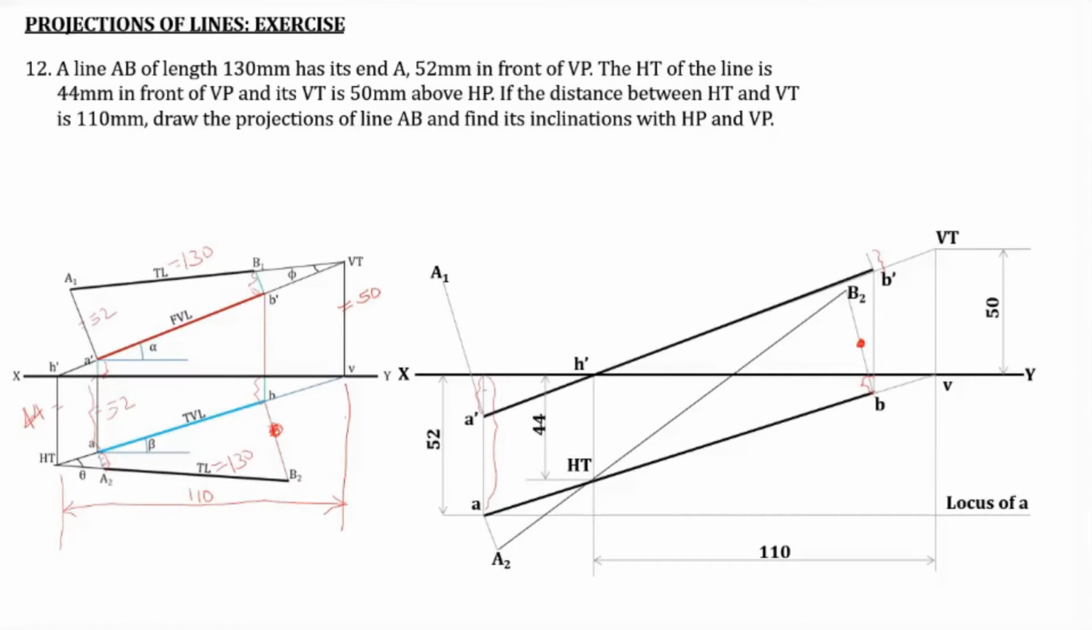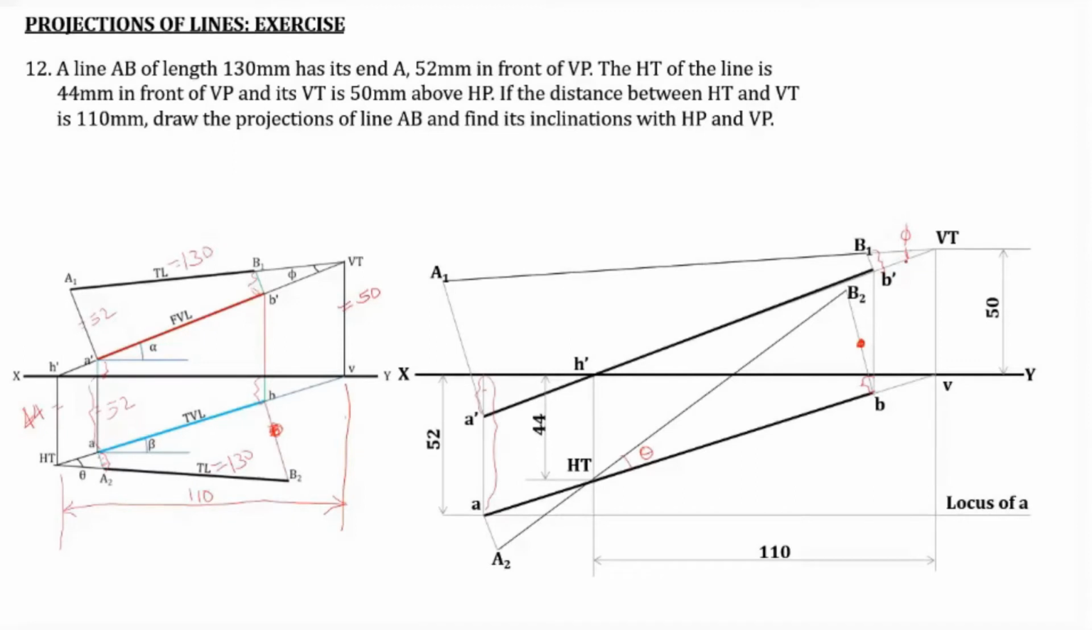Now join A1 with B1. This is again true length. So now extend A1 B1 line to VT, and this angle is phi, and here this angle is theta. The inclination line AB makes with the A2 B2 is theta, and the line A1 B1 makes with the A dash B dash, that is angle phi.